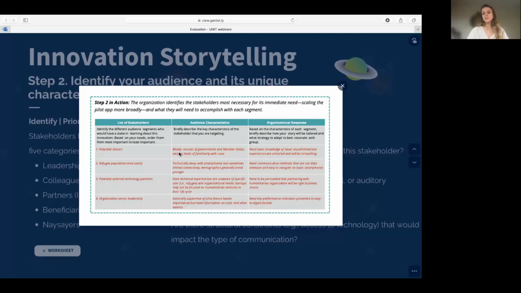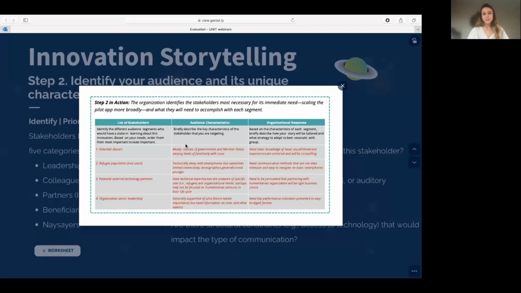And in the organizational response, based on the characteristics of that stakeholder, you're encouraged to briefly describe how your story will be tailored and to select a strategy to adopt to best resonate with that specific group. So here we can contextualize how this is done. And for example, let's focus on the first point, that is potential donors.